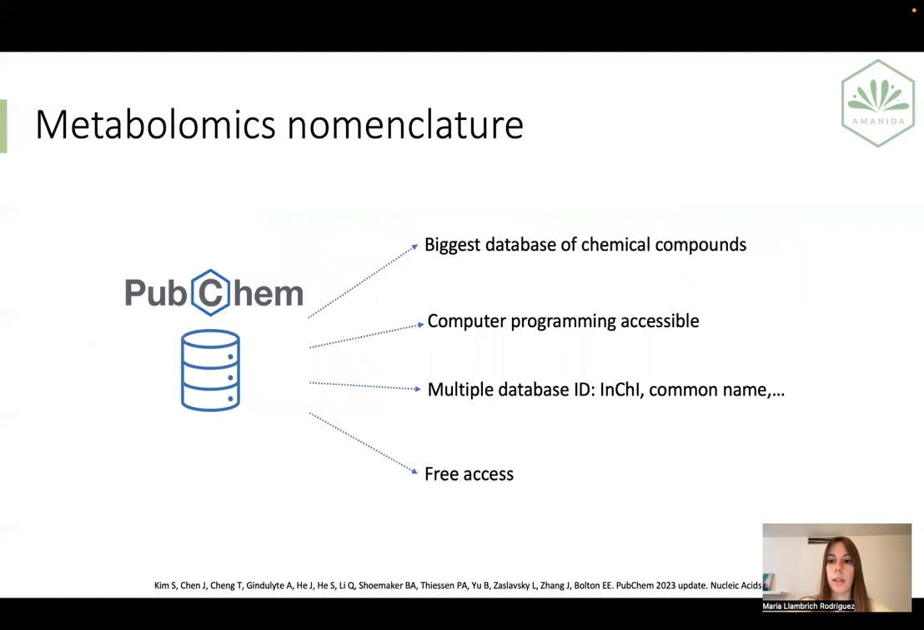What the Shiny Amanida app does is search the compound in PubChem, because this is the biggest database of chemical compounds. It is accessible by computer programming, and you have multiple IDs from other different databases to compare. So when you put the compound ID, you don't have to worry about nomenclature problems using Amanida.